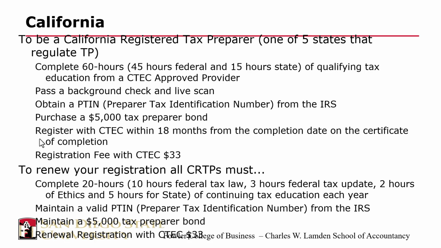So the bond doesn't cost $5,000, but it can pay up to $5,000 should someone file a claim against you for some sort of recklessness or negligence. You're required to register with CTEC. And of course, there's always a fee, right? Because there's a fee for everything. It's probably more than 33 these days. To renew your registration, right? So that's to get started. Then to renew it, you have to do continuing education of at least 20 hours each year, maintain your PTIN, maintain that bond, and continue to renew your registration with CTEC.